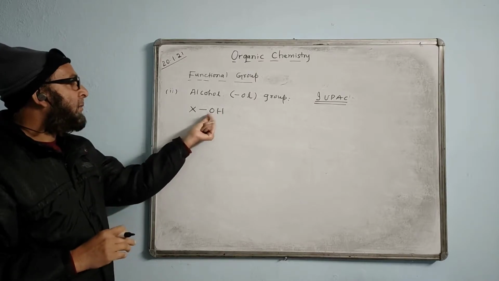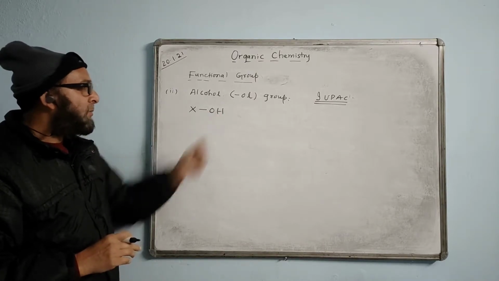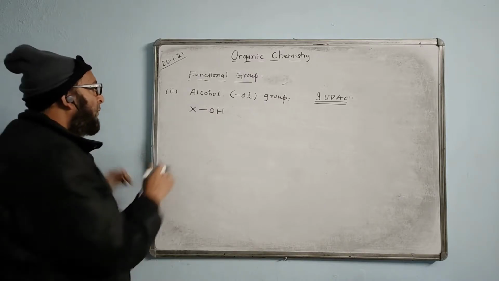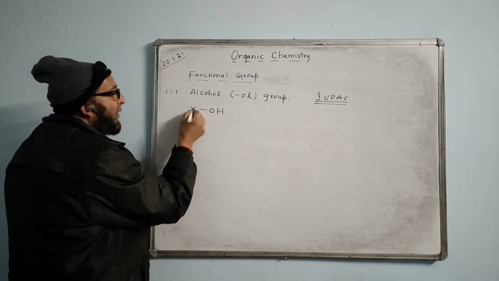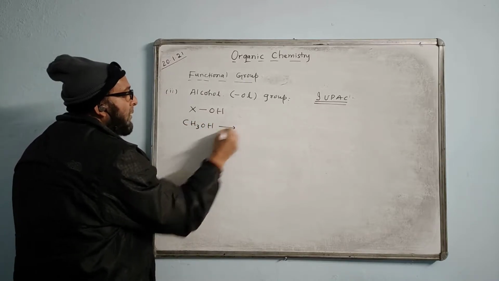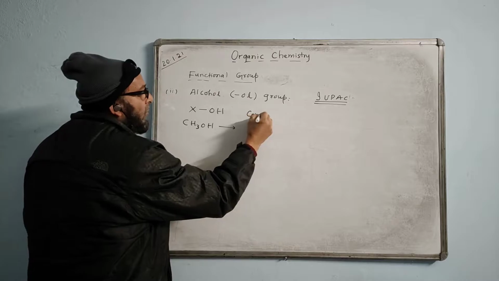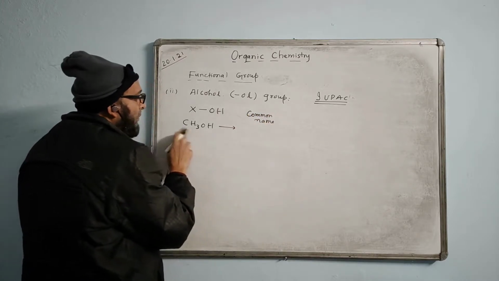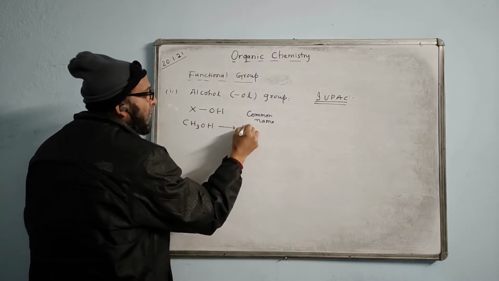It is identified by OH. OH means alcohol group or ol group. X means alkyl. If I put CH3, it becomes CH3OH. What do we call it as the common name? The common name is methyl alcohol.